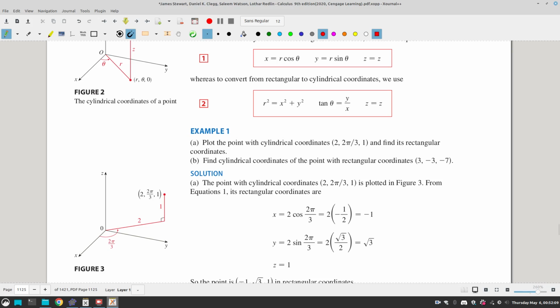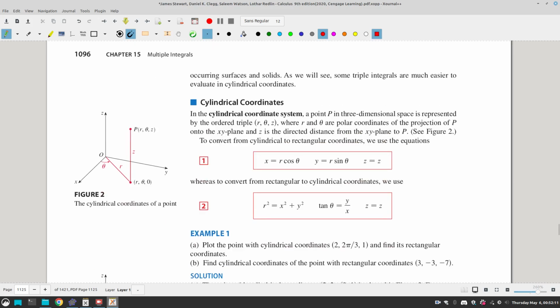Okay, so cylindrical coordinates are related to Cartesian coordinates by these equations, right? x is equal to r cosine theta, y equals r sine theta, and z is equal to z. The z in cylindrical coordinates is the same as the z in Cartesian coordinates, right? And to go from Cartesian to cylindrical, use r squared equals x squared plus y squared, tan theta equals y by x, and z equals z.